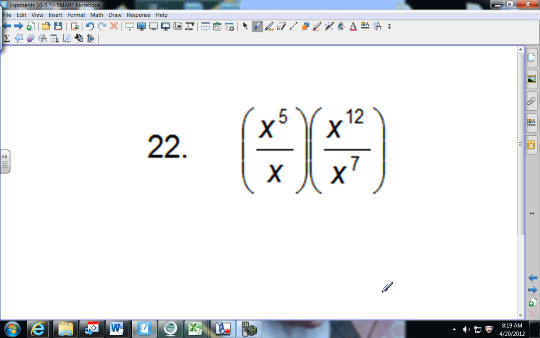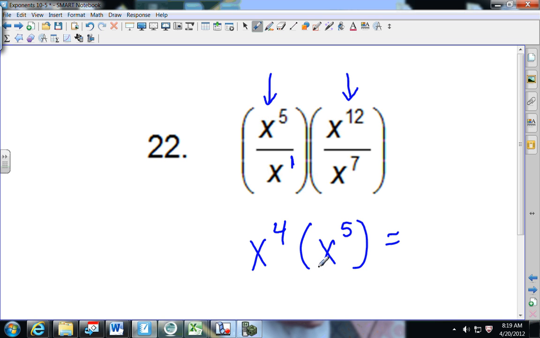Here's the next one. Do what is inside the parentheses first, and then we'll multiply them. So my bases are the same. This is to the first power. I have x. 5 minus 1 is 4. Times right here, subtract the exponents. X, 12 minus 7 is 5. Well, now what do you do? You're multiplying the bases, so you add the exponents. Your answer is x to the 9th.